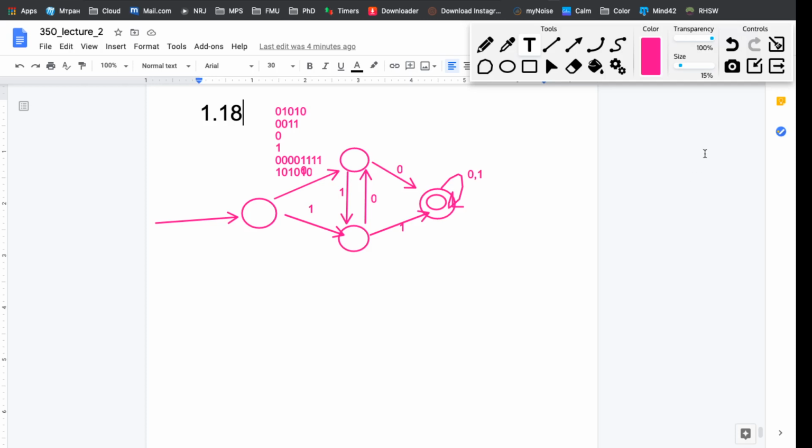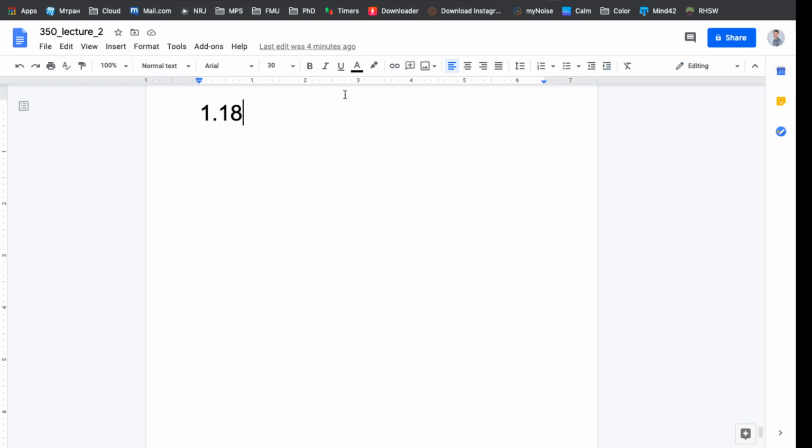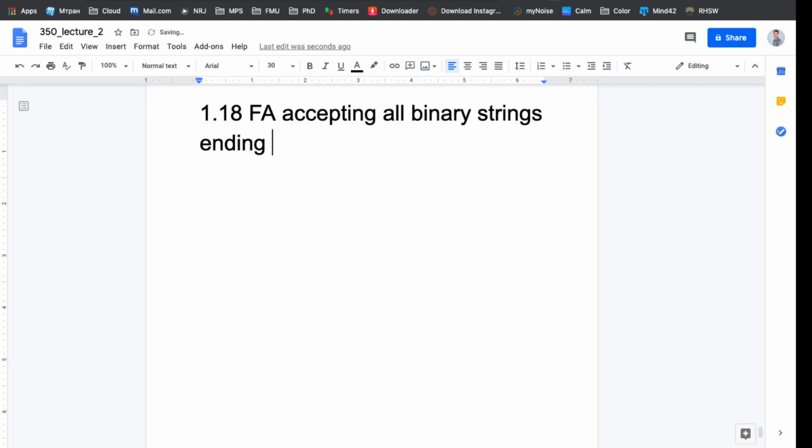Next, by the way, I saw a variation of the same problem which was saying that we need to draw an FA which accepts all strings with 0, 0, and 1, 1, but not as a substring, right? Because that is a substring. We need to accept all the strings which would end with 0, 0 or 1, 1. Okay, so that would be an FA accepting all binary strings ending on 0, 0 or 1, 1.